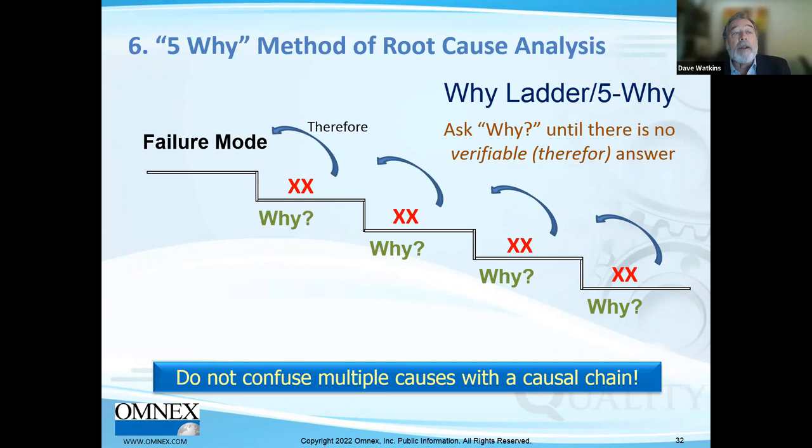I put the graphic in here for two reasons. One is to illustrate that you have to be sure it's a causal chain, and you do that by answering the therefore. Got this? Why? Because of this. Because of this, therefore, we got the failure. You follow that chain going down. Every time, the answer to the why for this is verifiable: if you have this, you'll get this. And that leads us to getting to the why where we don't have that. When we don't have the therefore, then we don't have a why. And that gets us very close to the root cause.